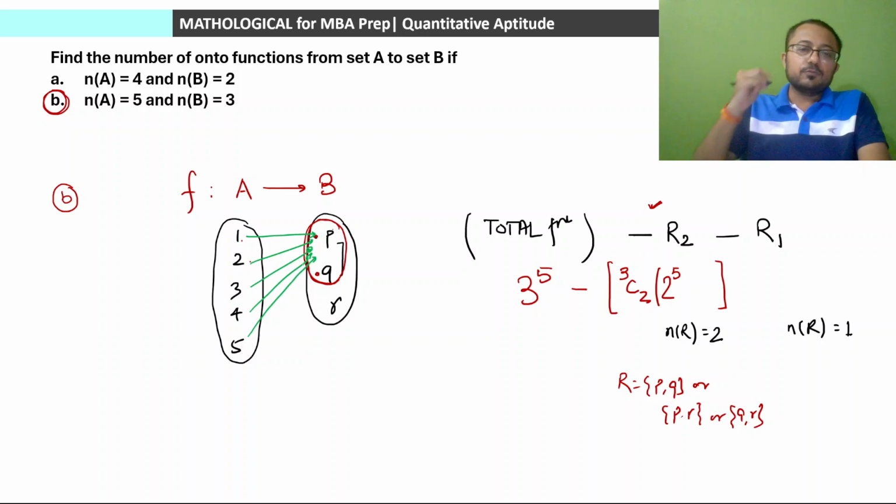Similarly, all of them may get connected to Q, and we need the range to contain exactly two elements. So if all of them get connected to just one element, if all the elements of the domain are connected to exactly one element, then that case will not be part of this, because the number of elements in the range will be equal to 1 in that case. So those cases should be eliminated, isn't it so? So we'll be subtracting those two cases: one case when they are all connected with P, and one case when they are all connected with Q.